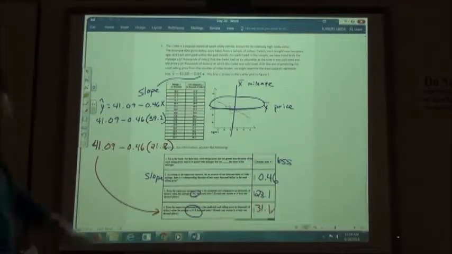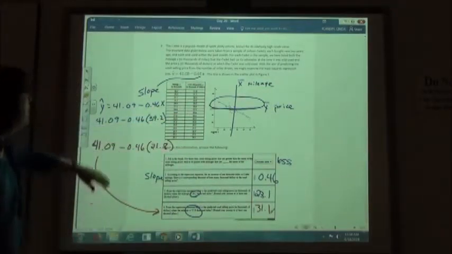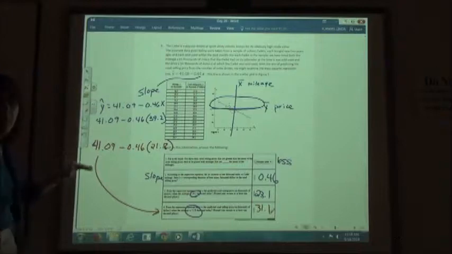So this one didn't ask you for any observed ones from the table. Both of them were predictions from my regression equation, and I just plug my number in and solve.